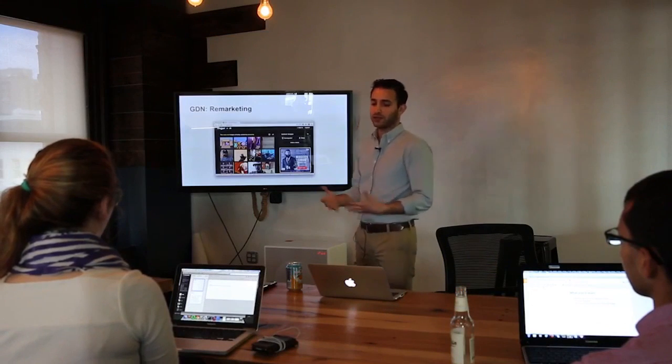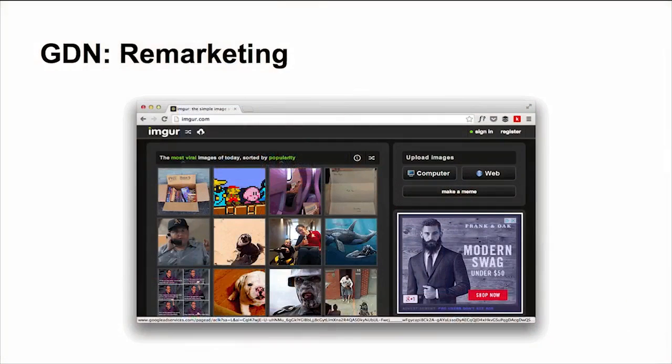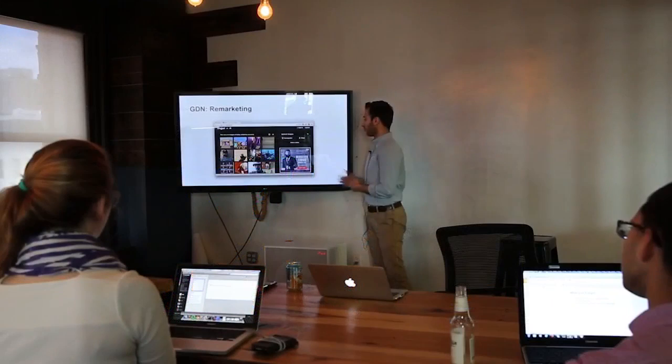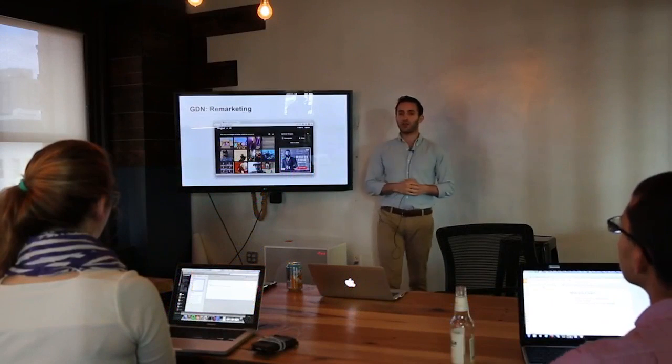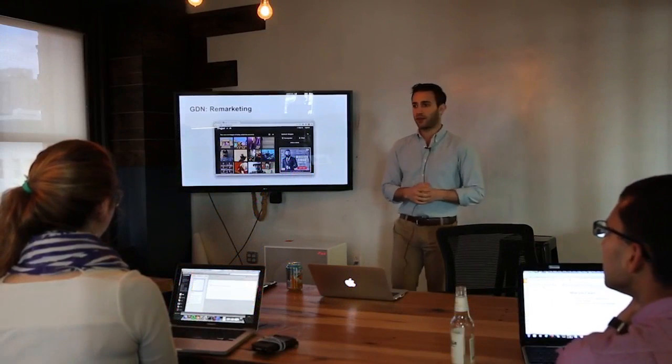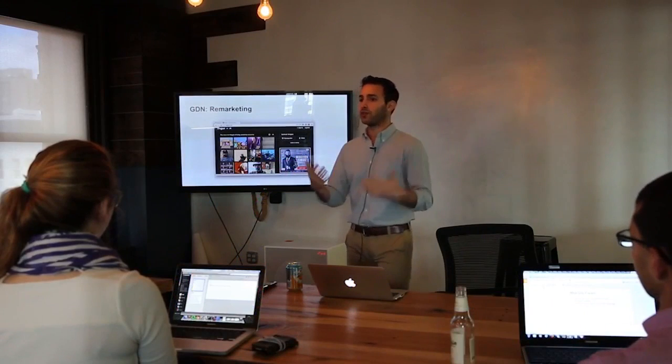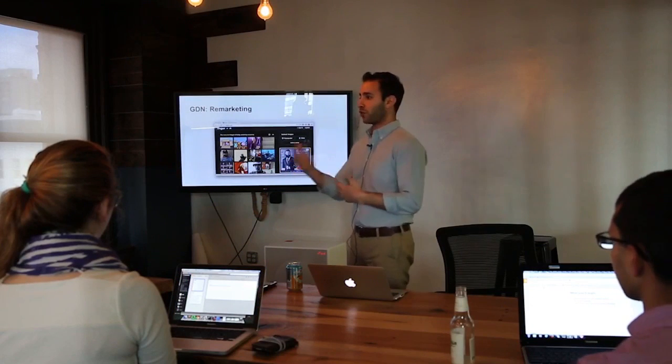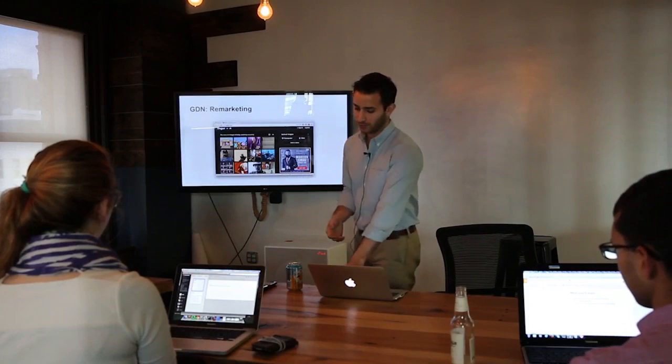And last but not least, there's remarketing that you can do through the display network. So I went to Frank and Oak. I visited their website. They dropped a little cookie on my browser. And now wherever I go, they show me this: modern swag under $50, shop now. And so they're able to get exposure to me as a potential user over and over again through remarketing.